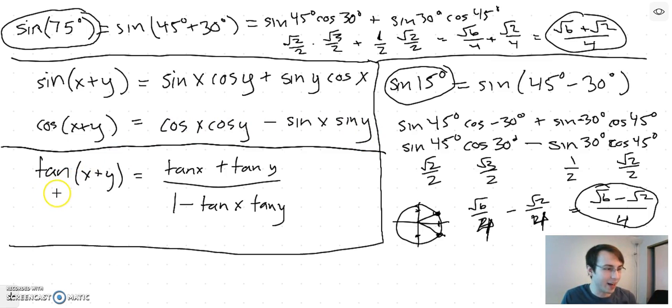For tangent, I find that one a little bit easier to remember because we've just got a fraction, and the top is what it would be really nice if tangent came out to, tan x plus tan y. And then you just divide by 1 minus tan x tan y. This part's really easy to remember, just don't forget to put that in the denominator. So there you go. That's how you work with addition and subtraction of angles within trig functions.